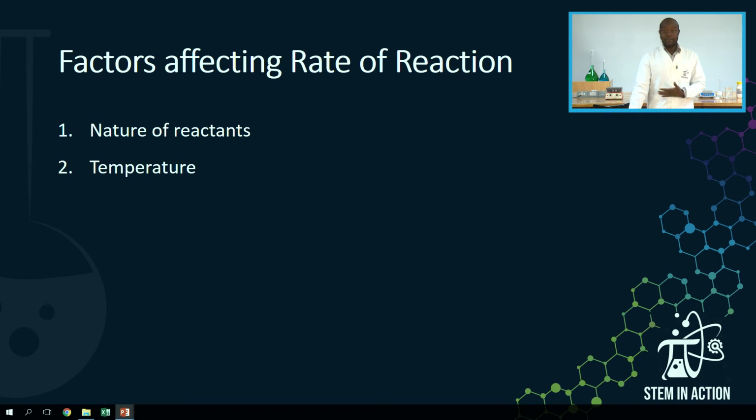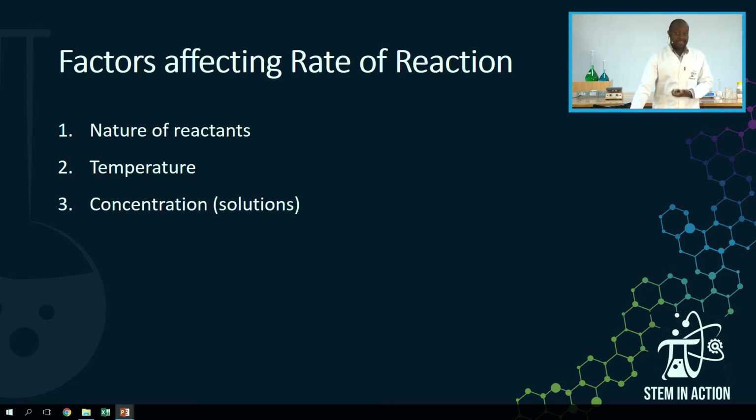The next one is temperature. Generally, we know that as you increase temperature, you increase the kinetic energy of your reactant particles. The higher the average temperature, the higher the average kinetic energy of each individual particle. And the higher the kinetic energy, the faster the particles are moving around, which increases their chances of colliding, which also increases the chances of effective collisions.